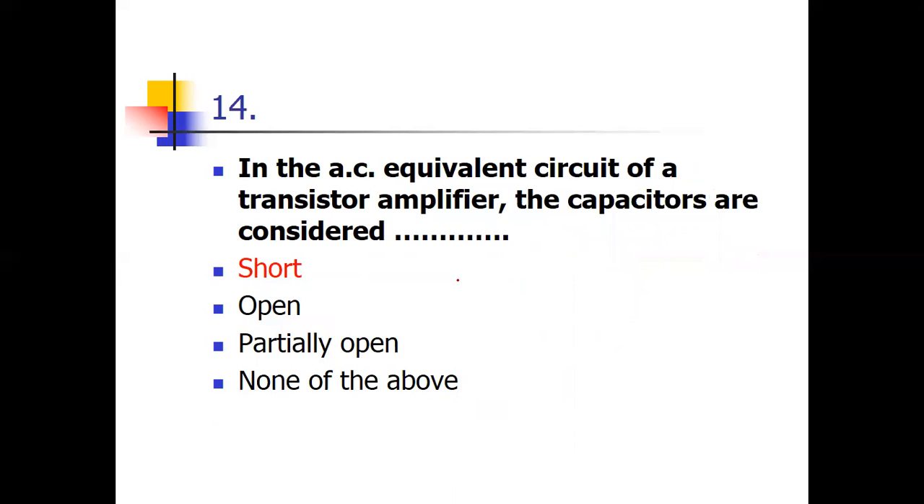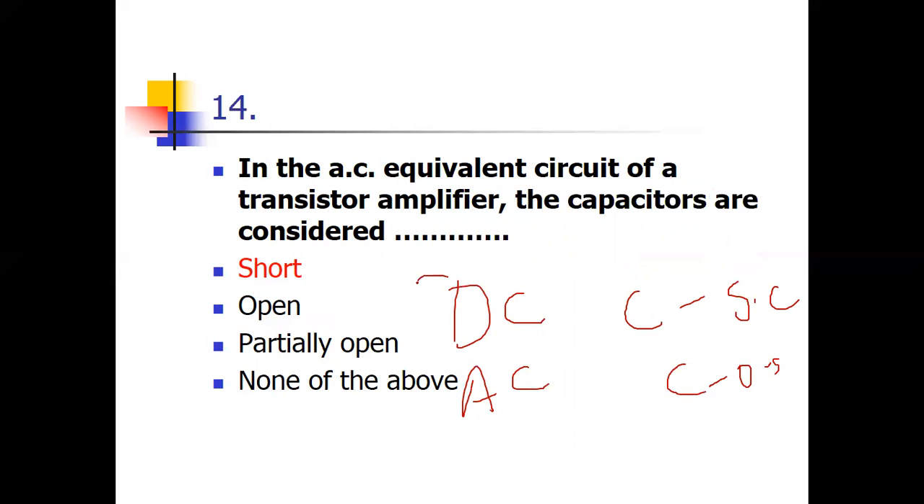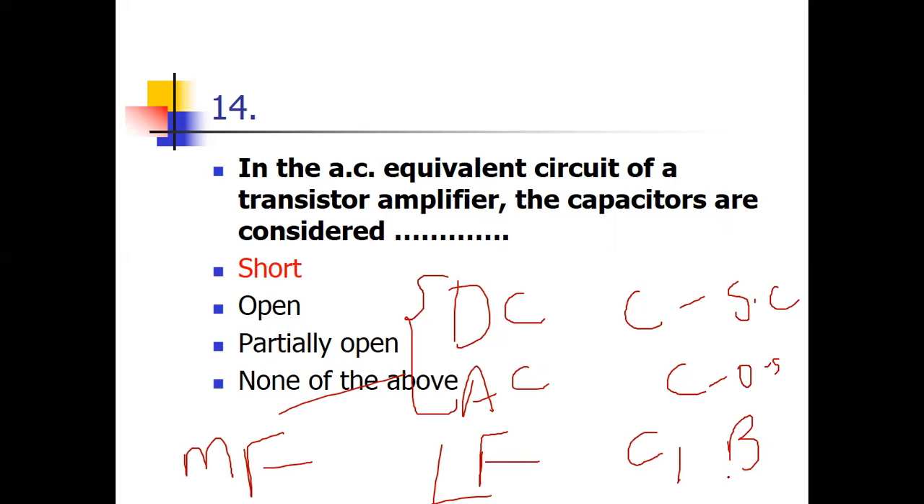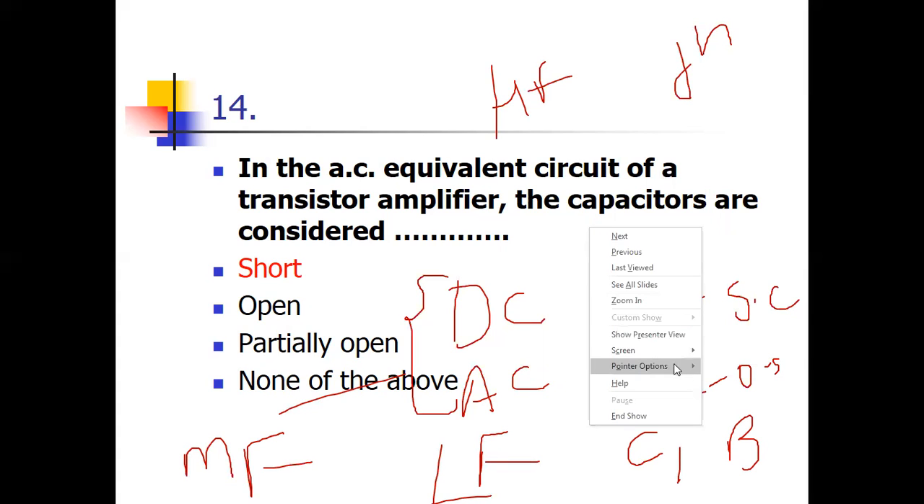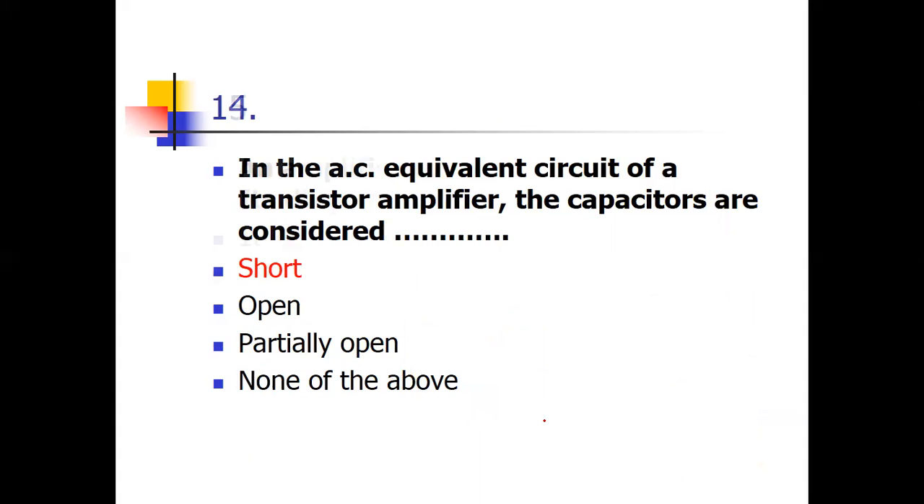So always remember, for DC analysis, capacitors are open circuit. For AC analysis, capacitors are short circuit, but both of these are the case for mid-frequency analysis. For low frequency, your coupling and bypass capacitors come into play. And for high frequency, your junction capacitors come into play. Again, for detail, you have to go through the previous lectures.